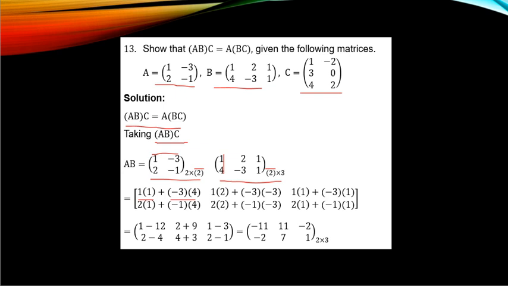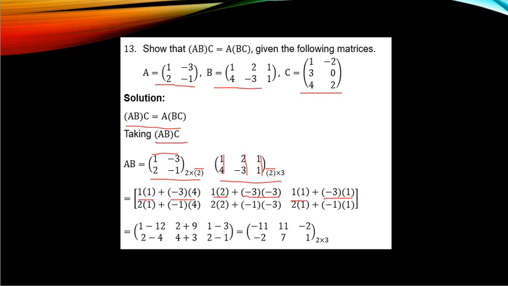The same first row multiplies the second column element by element. So you have 1 times 2 minus 3 times minus 3. The same first row multiplies the third column, element by element. You have 1 times 1 minus 3 times 1. This is very easy. In fact, this is the one I use most times.